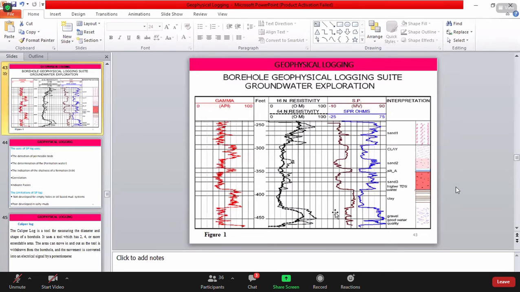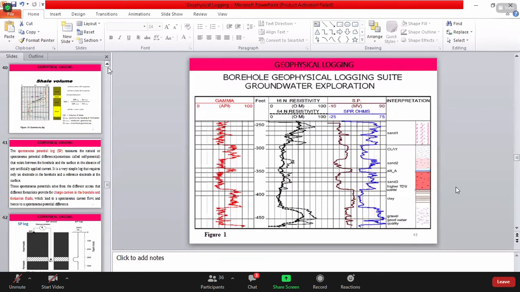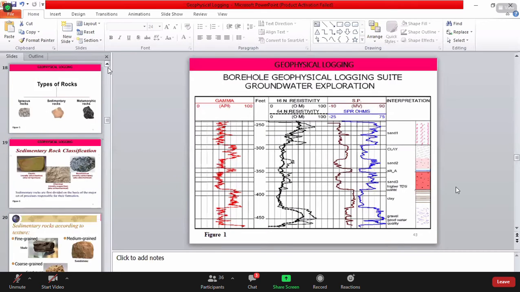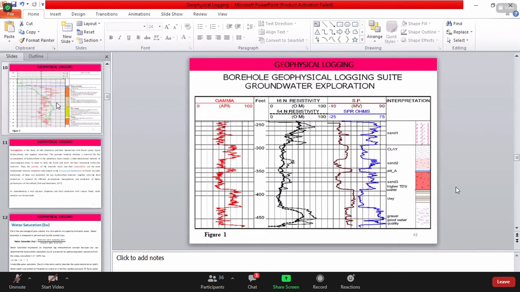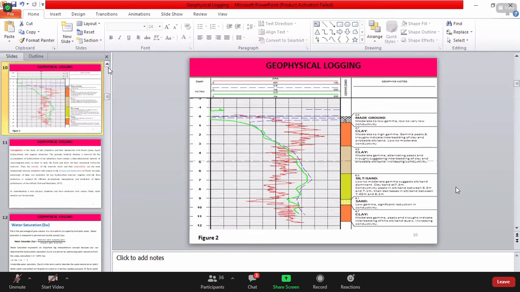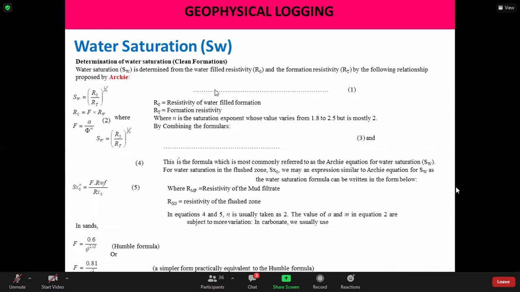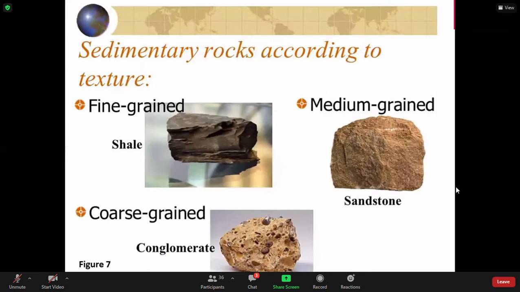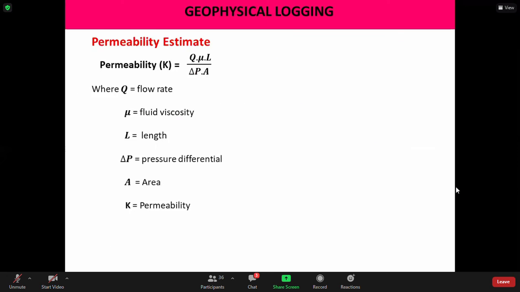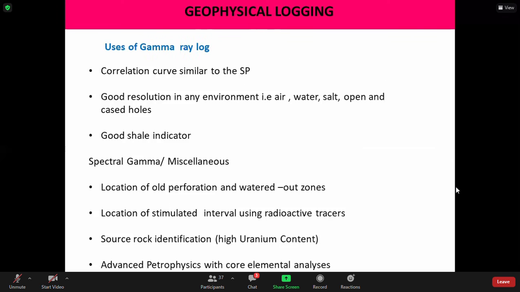Okay, here. So we can see our ILS here. That is the shallow resistivity, the medium resistivity, and the deep resistivity. And at times you will see that our deep resistivity is the one that gives us the true resistivity, because it measures the resistivity of the formation that is not disturbed.